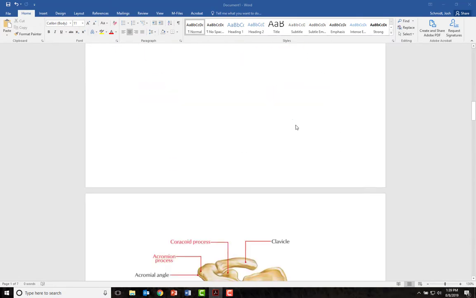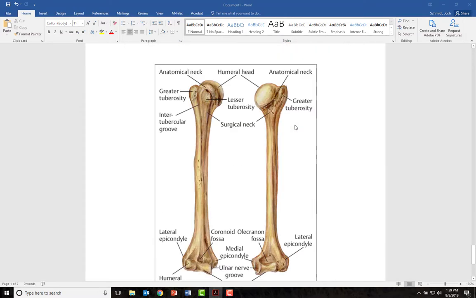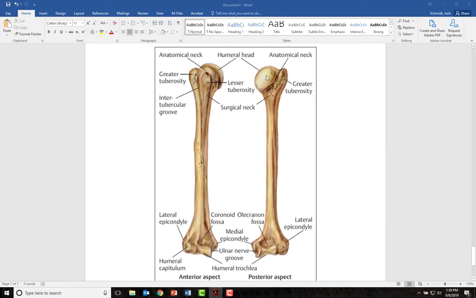So as we move down, we have the head, which is very obvious, this big round structure that's going to articulate with that glenoid. Anyone want to take a stab at what the actual name of the anatomical shoulder is? Yep, it is the glenohumeral joint. Pretty easy. The glenoid and the humerus articulating together.